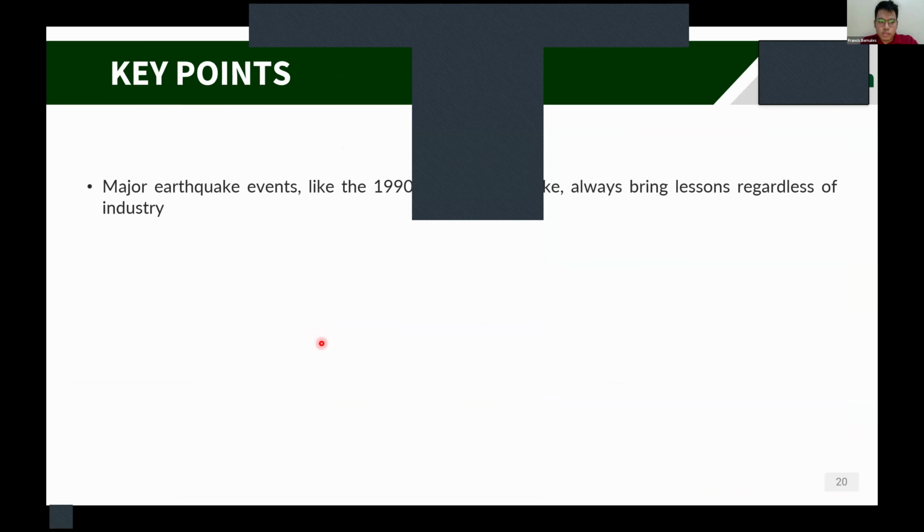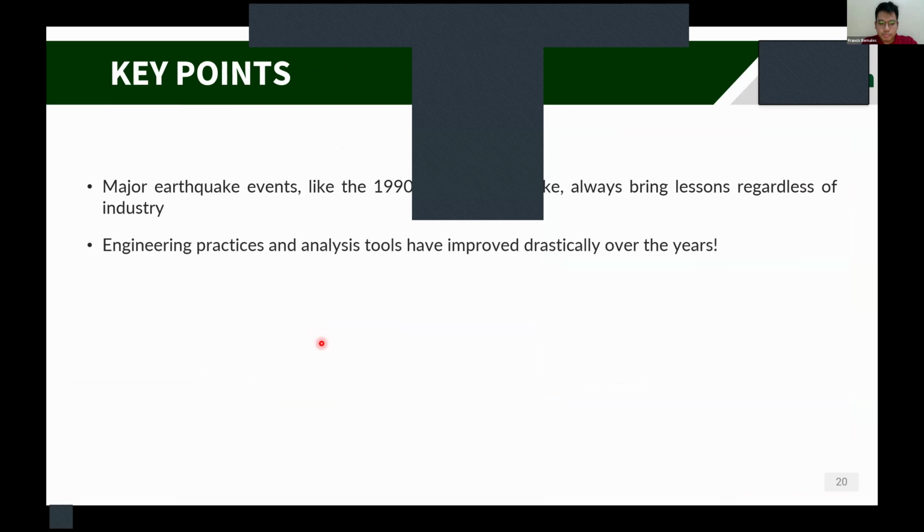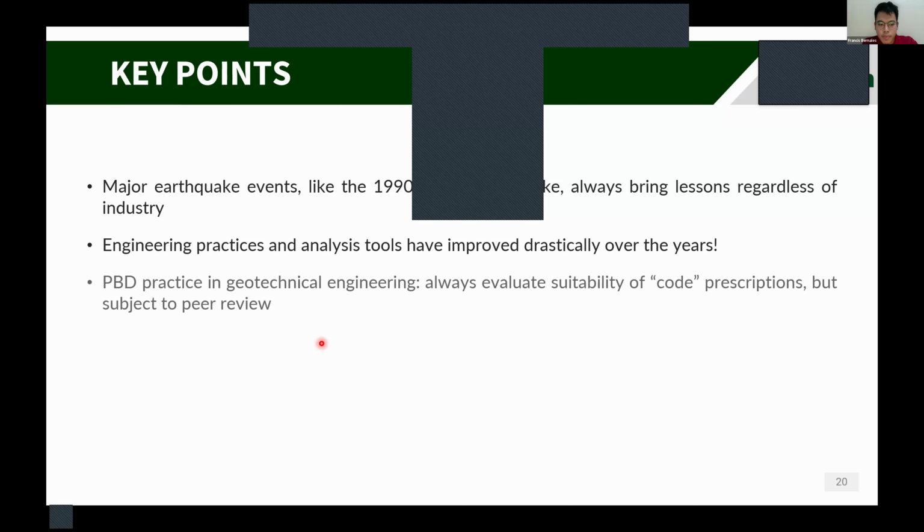So just a few points summarizing my part of the talk. First, major earthquake events like the 1990 Luzon earthquake always bring lessons regardless of what industry you're in, whether you're from the scientific community, engineering, or even those in charge of disaster response. Second, engineering practices and analysis tools have improved drastically over the years. And third is the performance-based design practice in geotechnical engineering, or for earthquake engineering for that matter. It's important to always evaluate the suitability of code prescriptions, but these types of studies are really advanced and we need to subject them to a thorough peer review process.